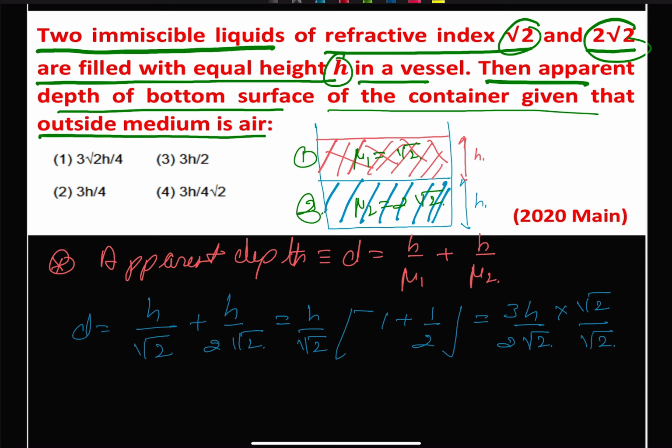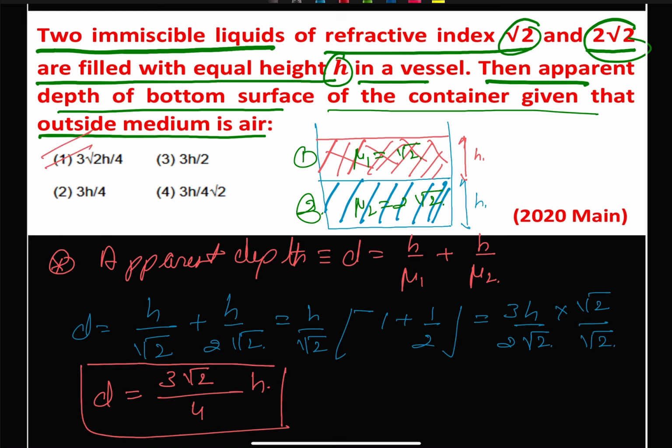And we get d will be equal to 3 root 2 divided by 4 multiplied by h. So we get 3 root 2 h divided by 4. Option number 1 is the correct one. Next question.